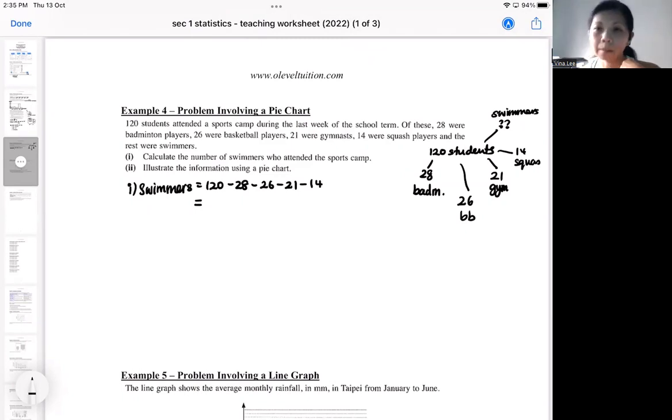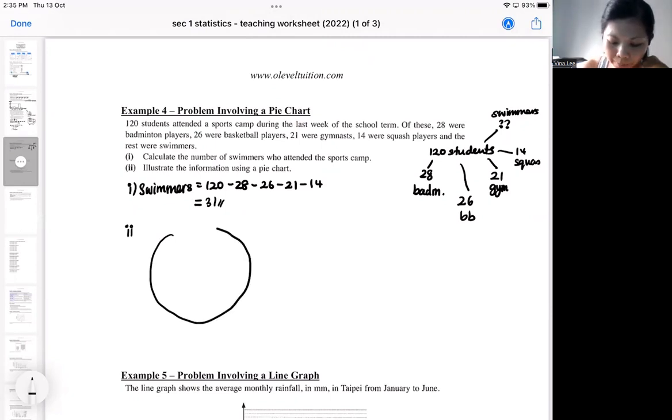This is the easy part. So I got 31 swimmers. The difficult part is to draw them on a pie chart. Okay, so I'm showing you here, you have to physically try it. First of all, you must draw a circle, and you must draw it with a compass, so you must know where the center is.